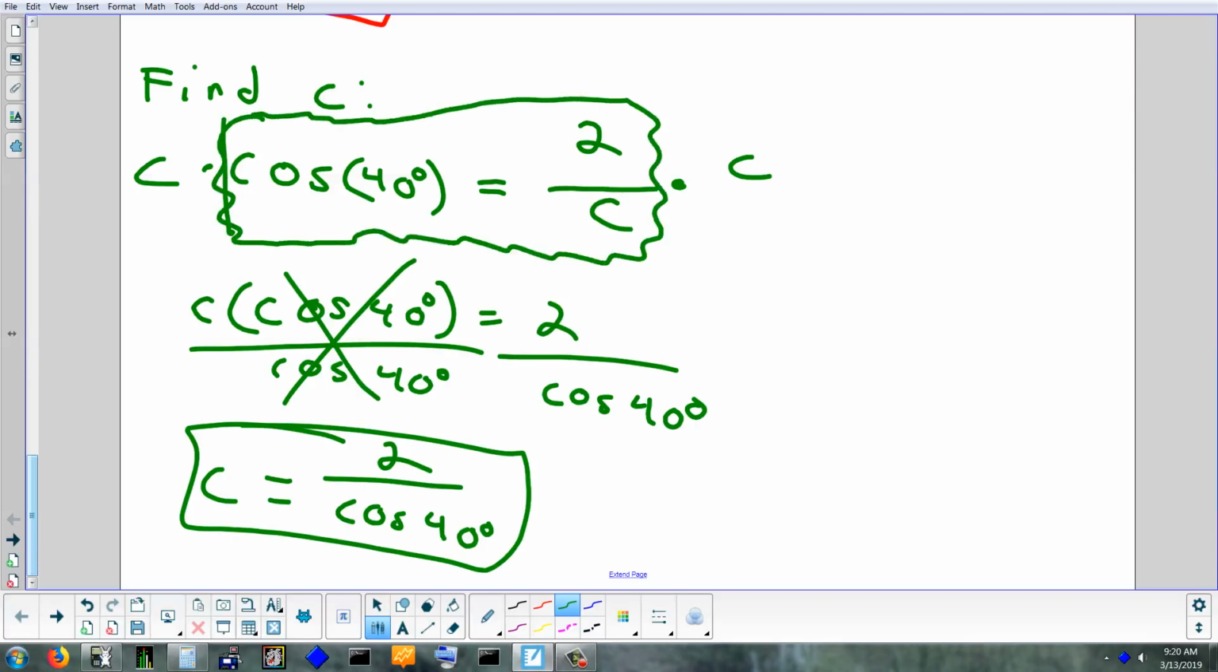If you wanted to go from what we started with to what we ended with, does anybody see what you could have just done in one step? Yeah? I was going to ask, why didn't you just divide both sides by 2? But that's not what you did. Well, if you divided both sides by 2, you would have this: cosine 40 over 2 equals C over 1 over C.